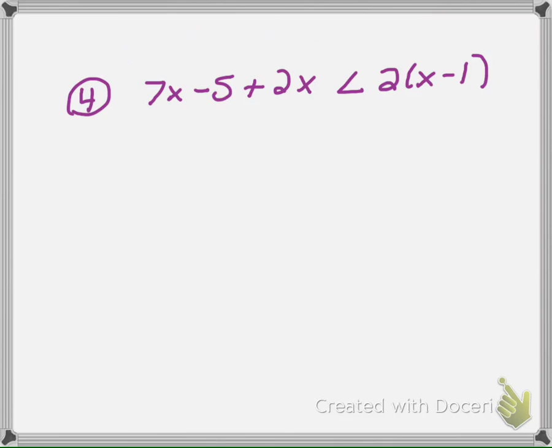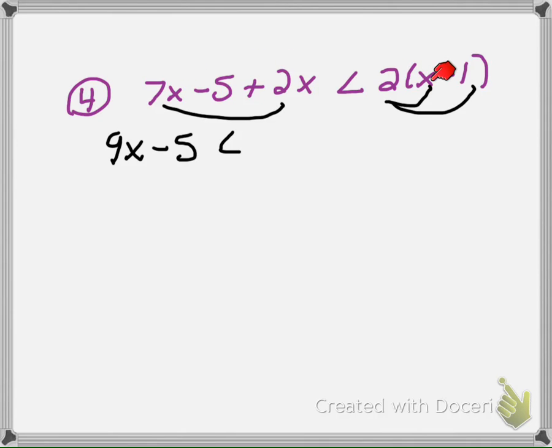Number 4. In this problem, I'm first going to have to combine like terms over here, and over here I'm first going to have to distribute. I'll start on the left side. 7x plus 2x, those are like terms because they both have an x with them, is 9x. And I still have the 5. Okay, so I have this side all simplified. Bring my sign down. 2 times x is 2x. And 2 times negative 1 is negative 2.